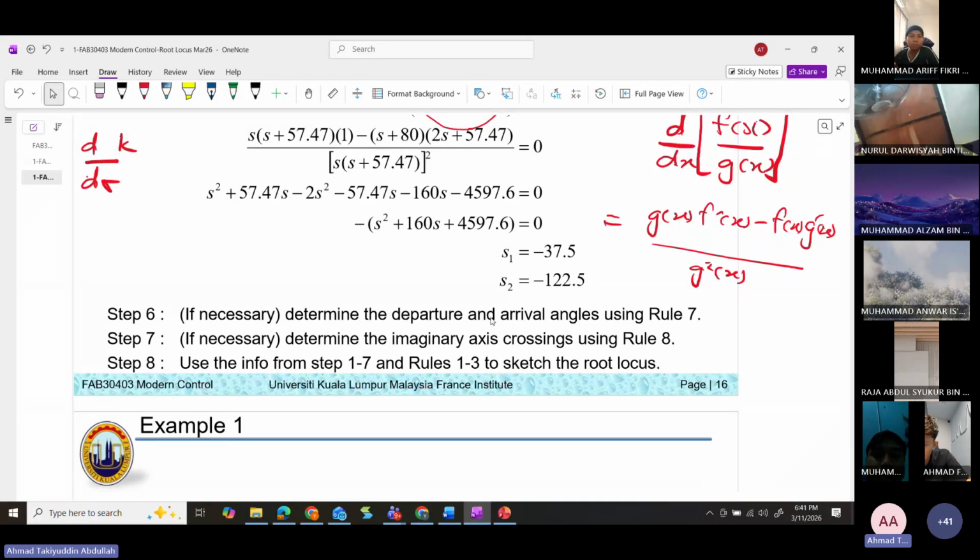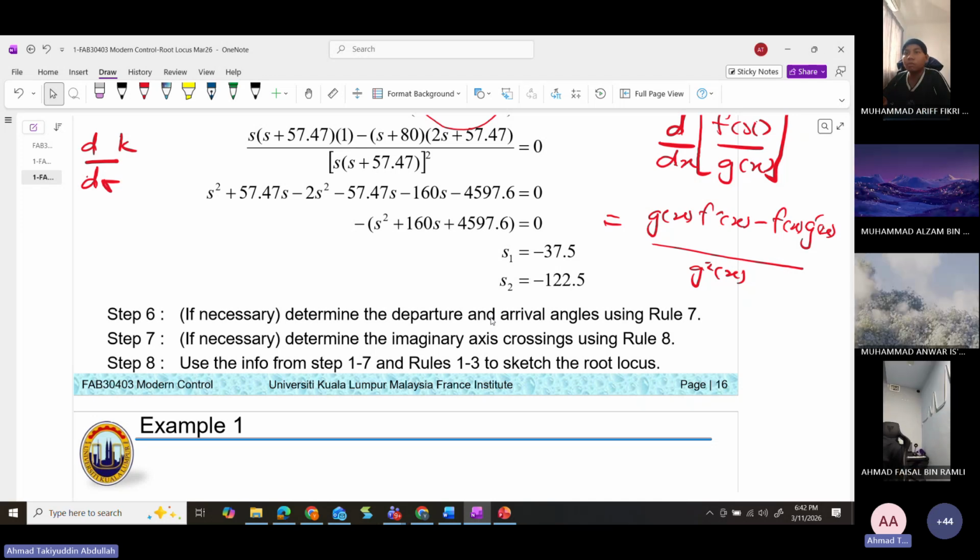And as for the case that we have here in example one, we do not have this to be in consideration for the actual plot or for the completion of our plot. We don't need to have this in consideration. And the next one will be step number 7, and possibly it's going to be rule number 8, the next rule after the determination of the departure and arrival angle. It will be on the determination of the imaginary axis crossing.